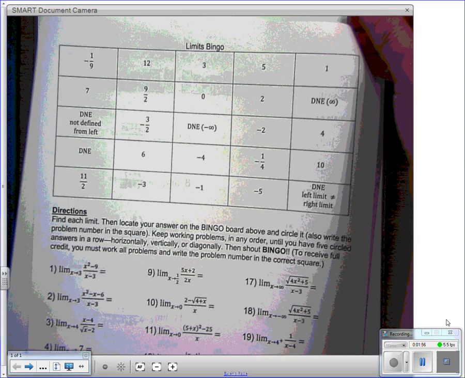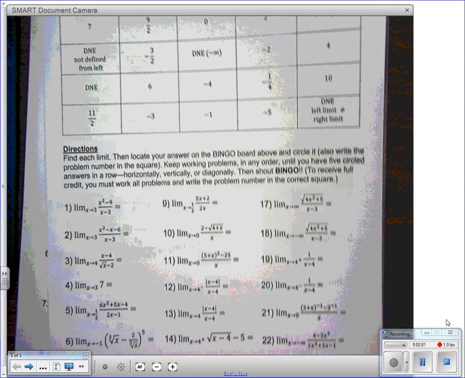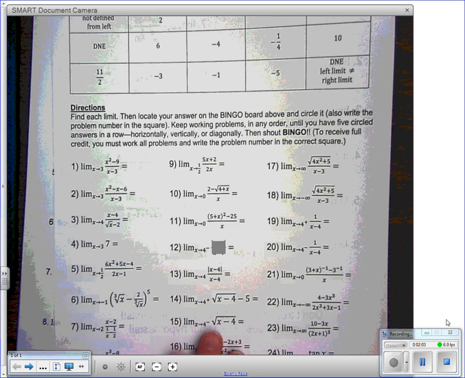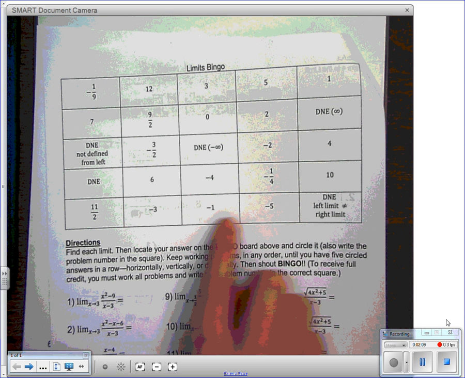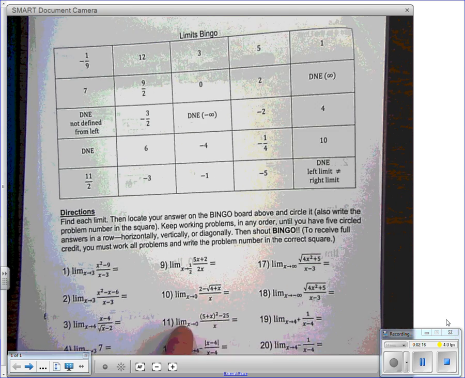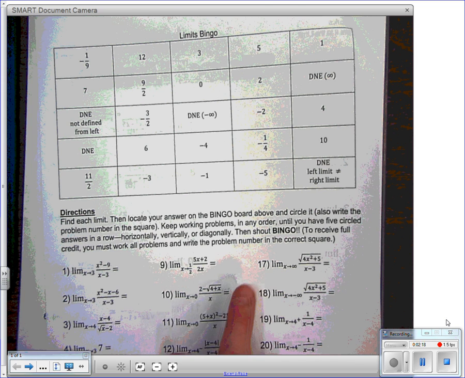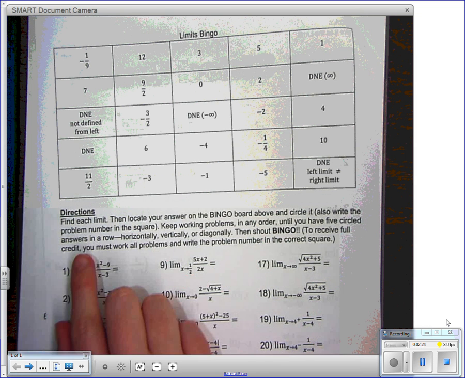For the next page, it says limit bingo. So you're going to find each limit. There are 24 questions here, down here at the bottom. There are 24, and there are 25 up here. So that means up here, there's going to be one of those answers that is not used. Now, each answer that you get for these down here, you are going to find your answer up at the top, circle it, and also write the problem number in the square.